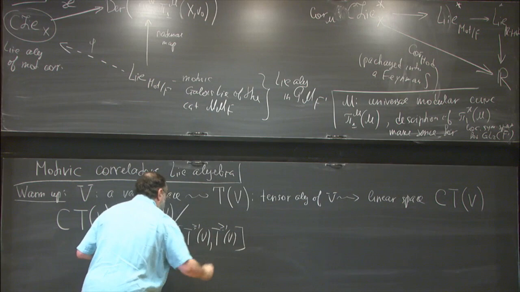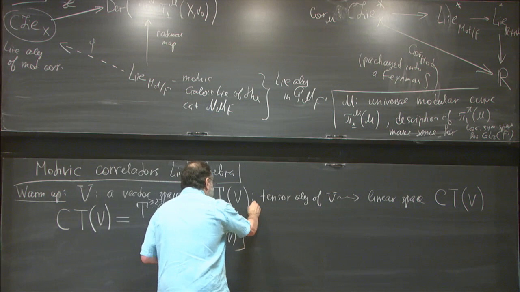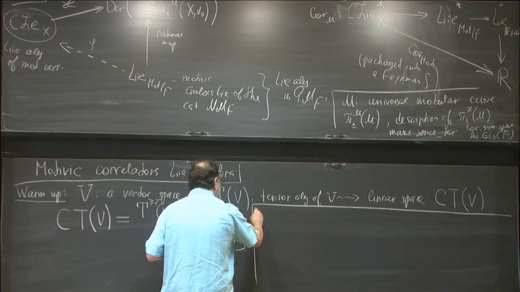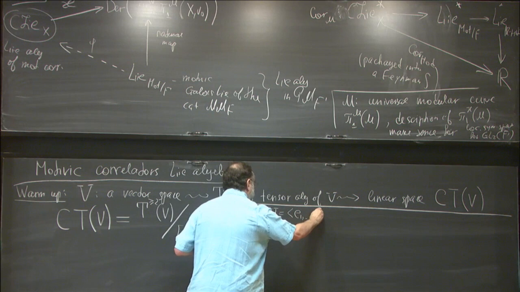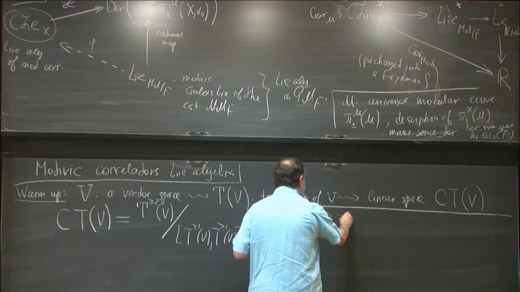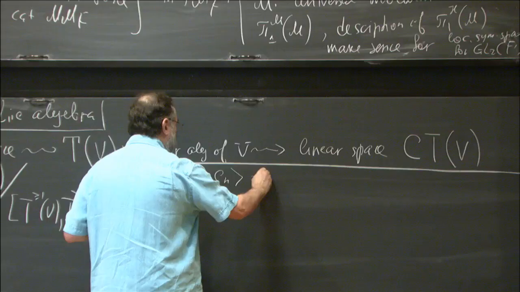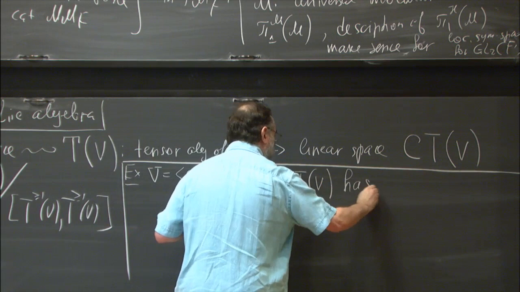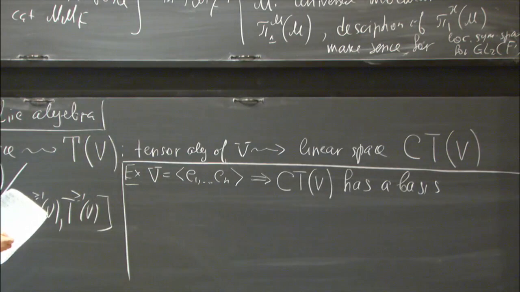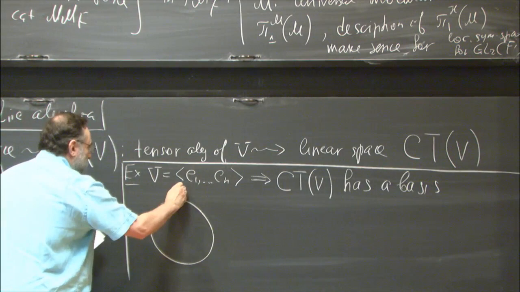Now, why do I call this the cyclic tensor envelope? Because there is an example of what's going on. Let's suppose that my vector space comes with a basis, e1 and so on, en. Then this linear space, the cyclic tensor of V, has a basis, and this basis is a basis of cyclic words. So the picture for this is the following: I make a circle, and I put on the circle some elements of my basis.